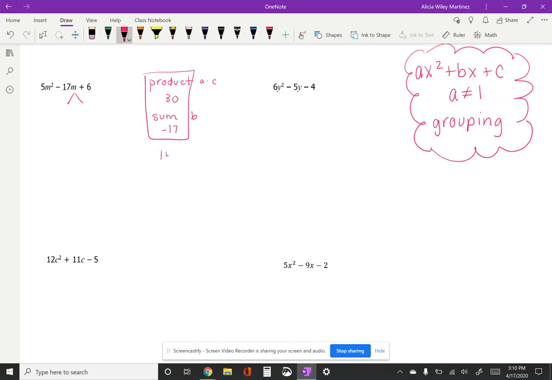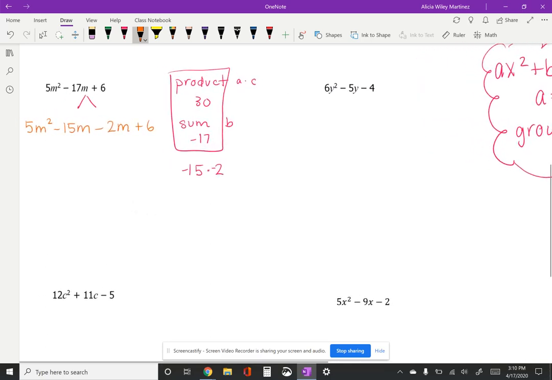So I know that 15 times 2 will work, but in order to get a sum of a negative number, you've got to have some negative numbers here. So the only way to get a product that's positive and a sum that's negative is if both terms are negative. So going to rewrite this problem, I have 5m squared, splitting up negative 17m, I have negative 15m minus 2m plus 6.